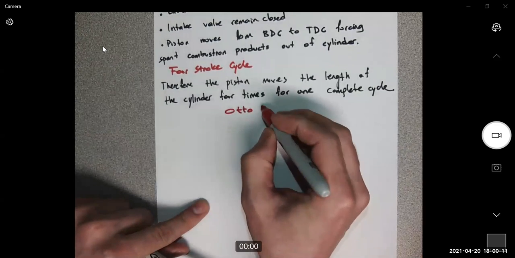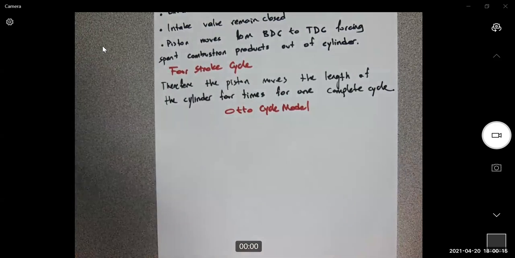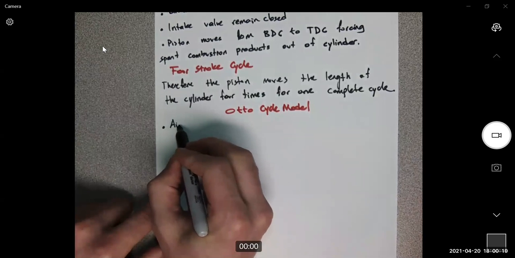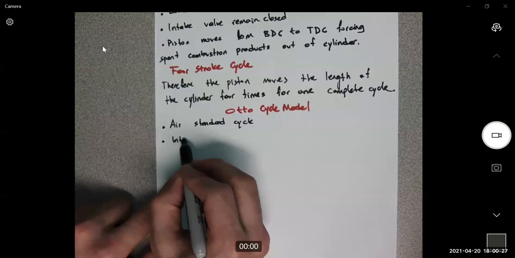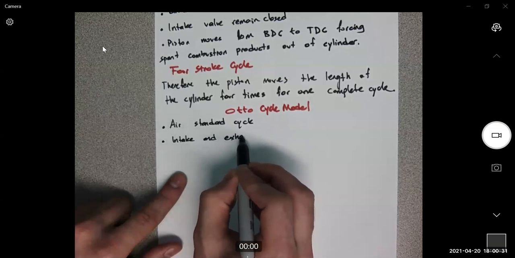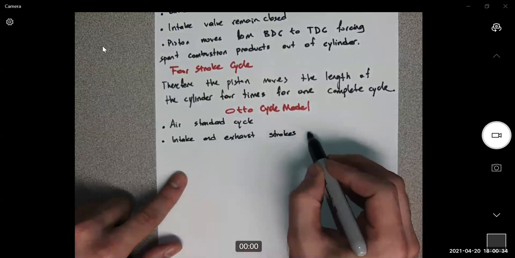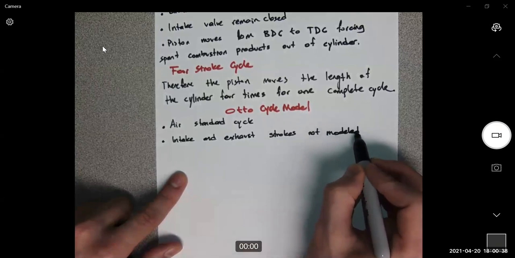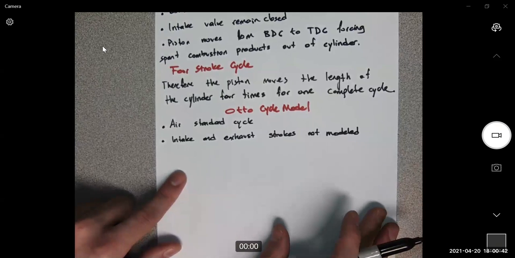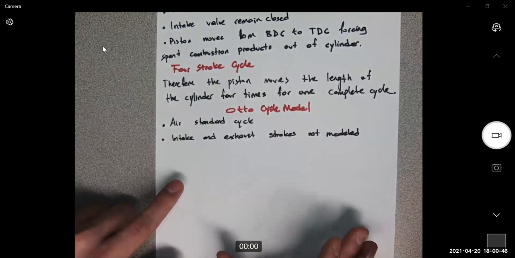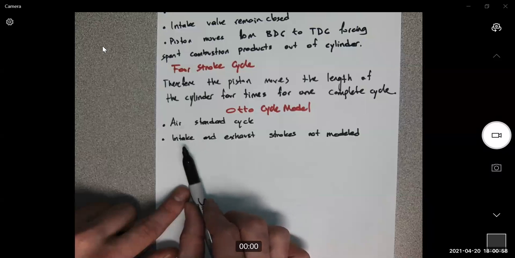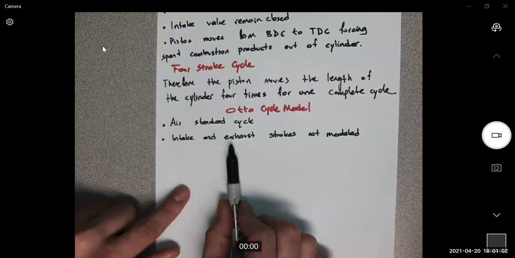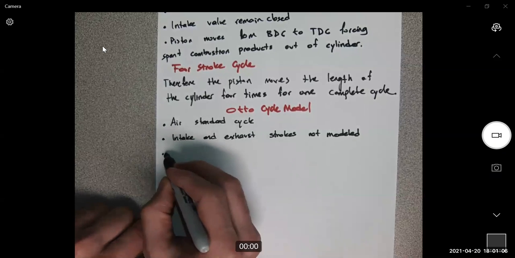Also, the cycle model. Then it's an air standard cycle. This air is a working fluid. Intake and exhaust strokes are not modeled. In real applications, yes, there are intake and exhaust strokes included. But for this class, we are looking at a theoretical Otto cycle and diesel cycle. We will not consider intake and exhaust strokes. Instead, we will look at the heat injection or heat rejection in the cycle instead of intake and exhaust. Okay.